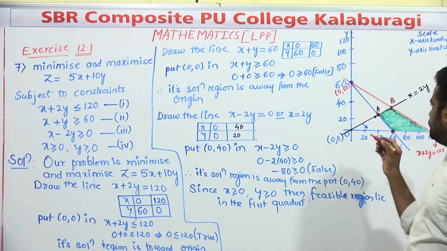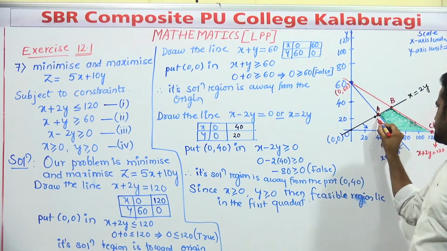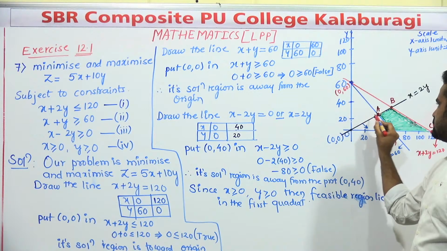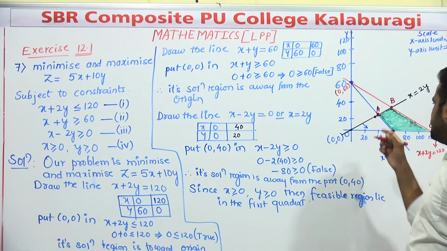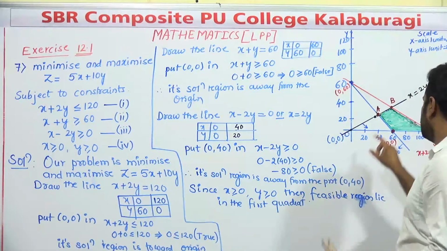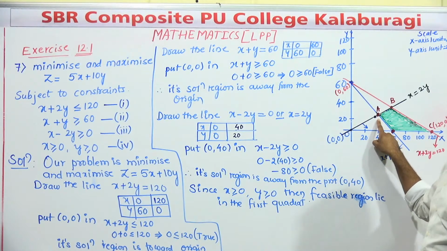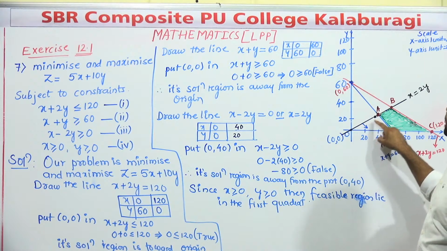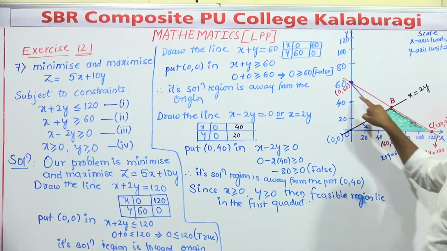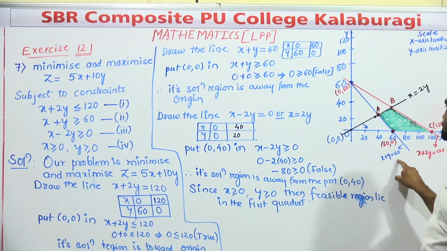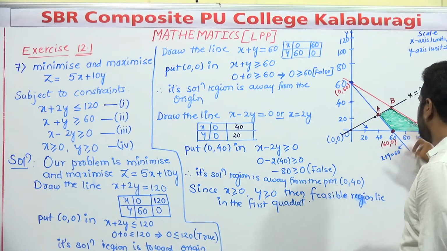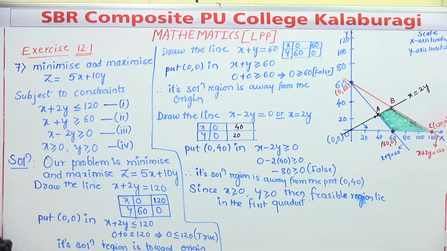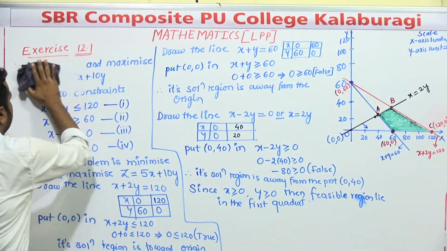In the graph sheet, we would get them by drawing the perpendicular to the x-axis and the perpendicular to the y-axis, and we would get the coordinates of A. But here we will not get them. Therefore, I will solve these two equations. A is the intersection of the black line and the blue line. The equation of the black line is x is equal to 2y, and the equation of the blue line is x plus y equal to 60. Solve these two equations and find the x value and y value, and those are the coordinates of A, right?